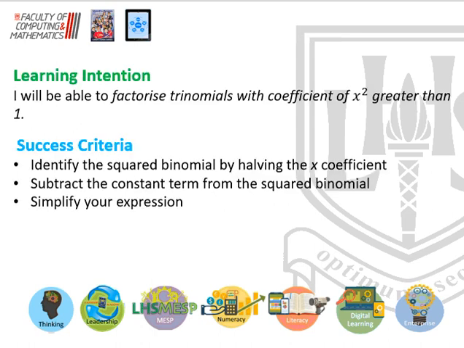Okay, three things we're going to have to do by the end of this is be able to identify the squared binomial, like the x plus a all squared, by halving the x coefficient, subtract the constant term in the squared binomial, and simplify the expression. You won't get much from that right now, but we'll just jump right in and have a look at it at the end.